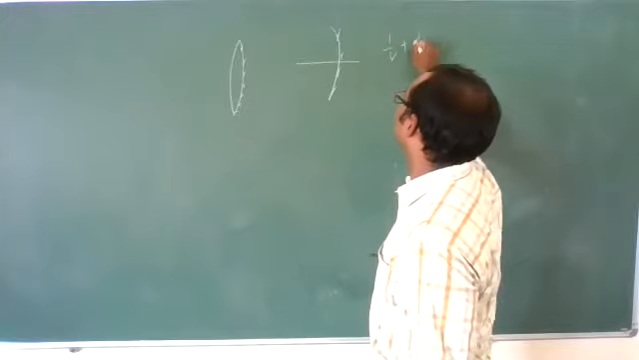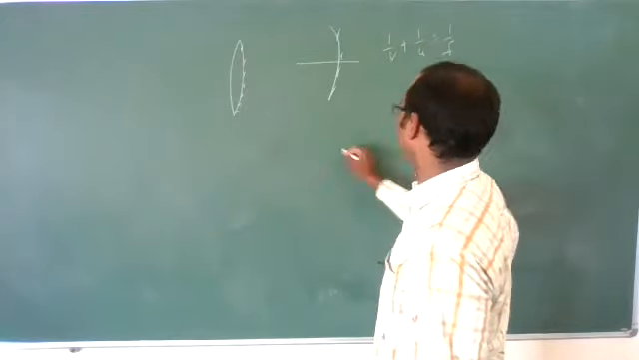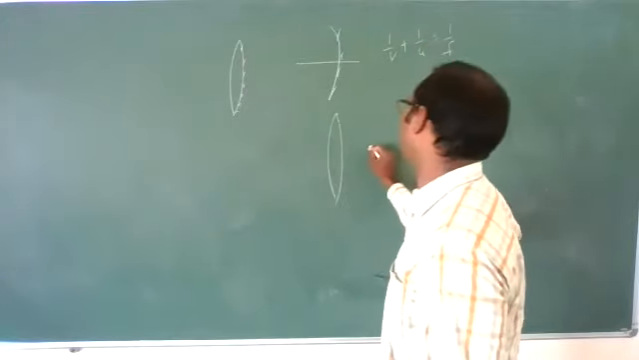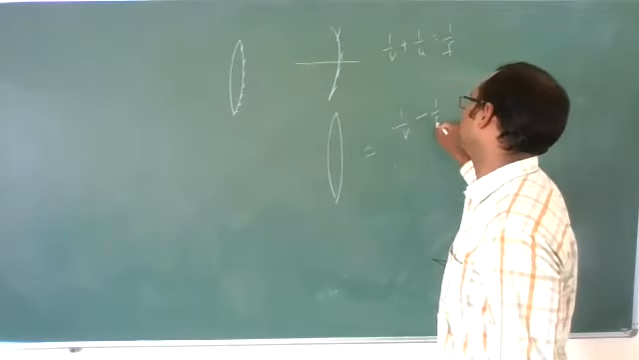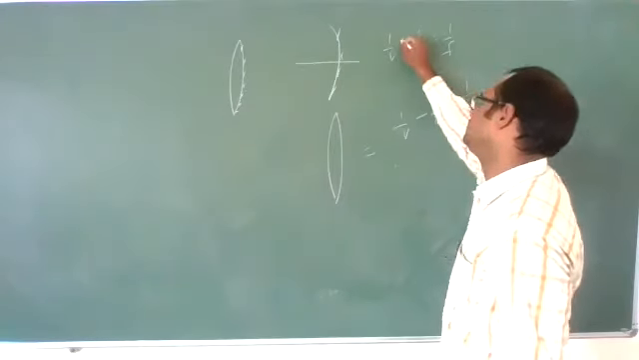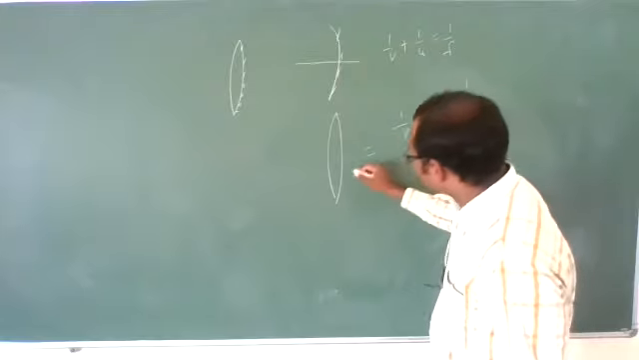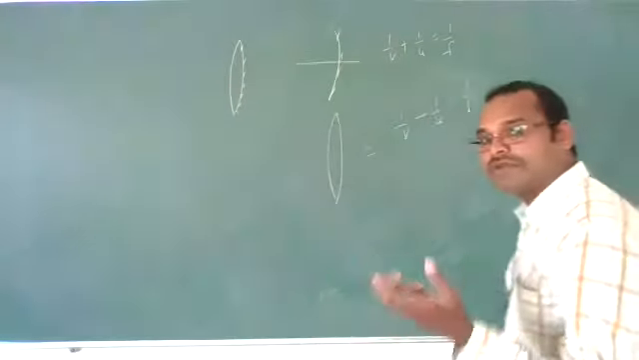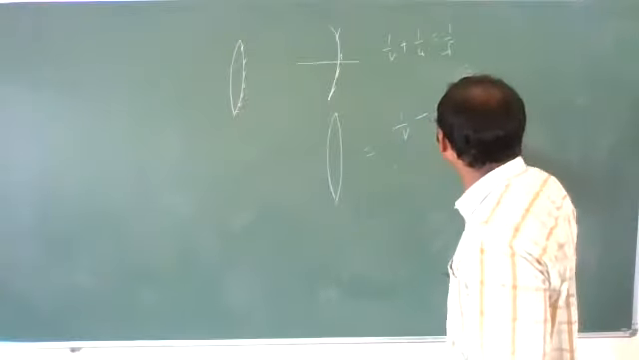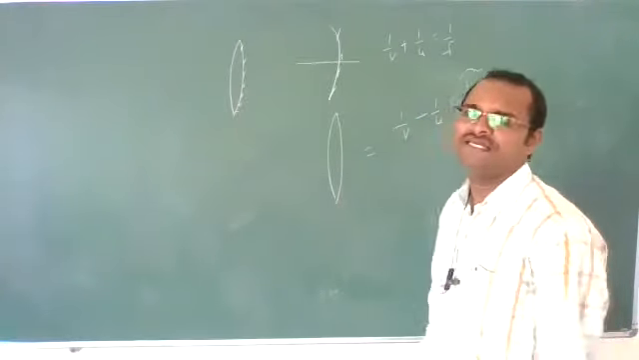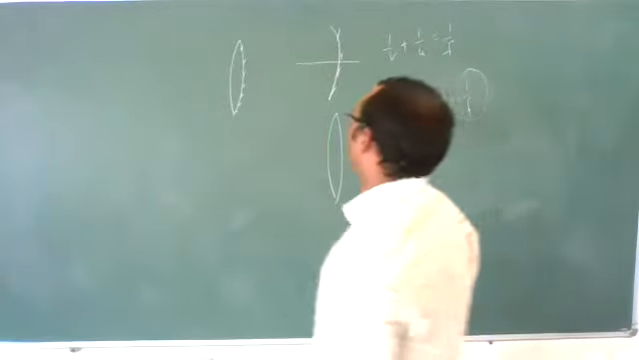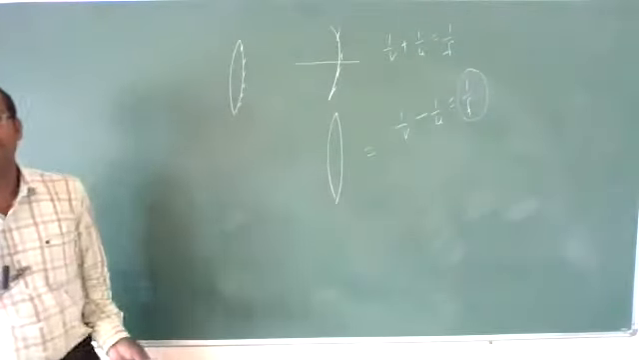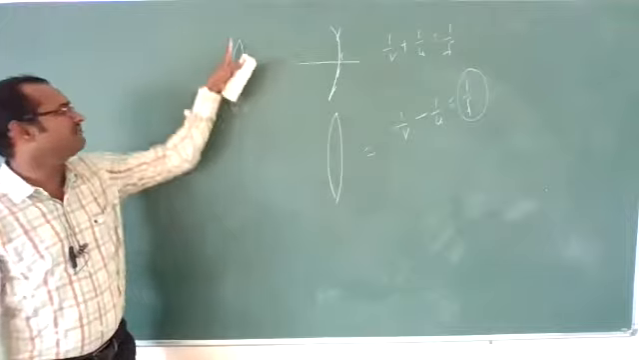For a mirror, 1 by V plus 1 by U is equal to 1 by F. For a lens, 1 by V minus 1 by U is equal to 1 by F. This is the only difference. But if one side of a lens is silvered, where will the image form? That depends only on the focal length. We have to find the focal length of a lens which is silvered at one side.